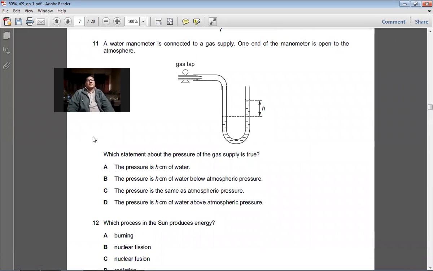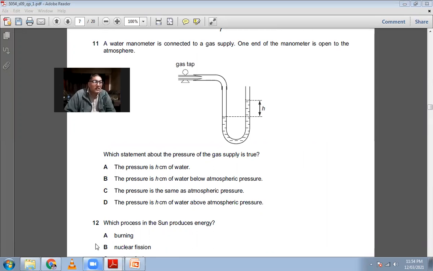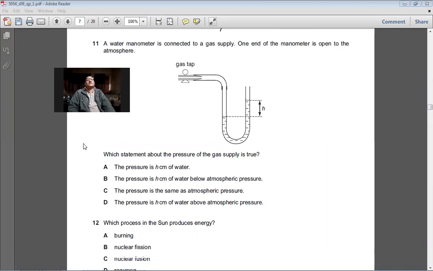A water manometer is connected to a gas supply. One end of the manometer is open to the atmosphere. Which statement about the pressure of the gas supply is true? Here you can see that we have the gas supply. Here this end is open to the atmosphere. Here we have some mercury in it. And the level of the mercury is different in both the limbs.